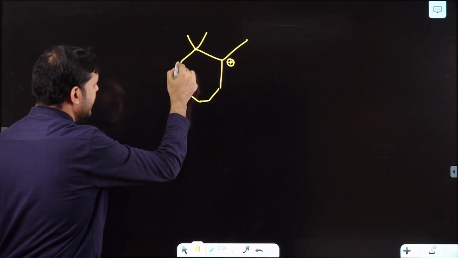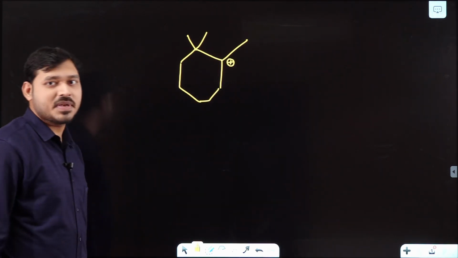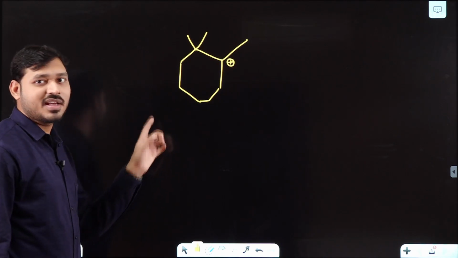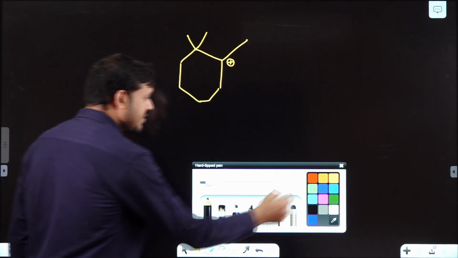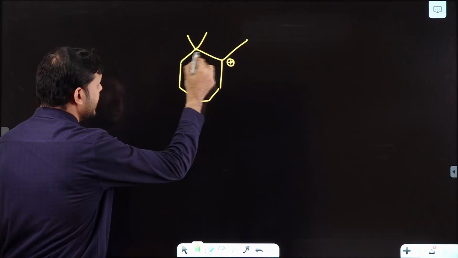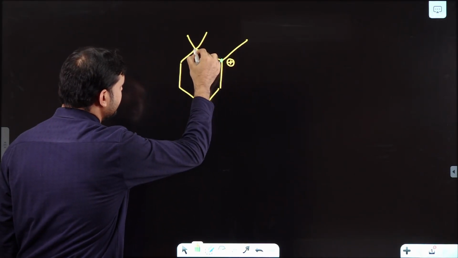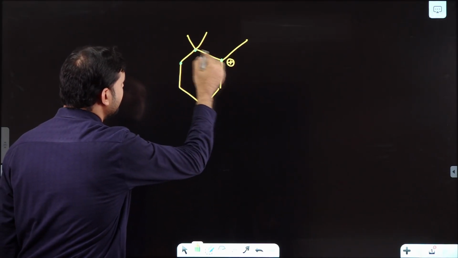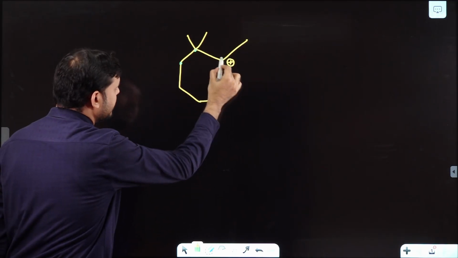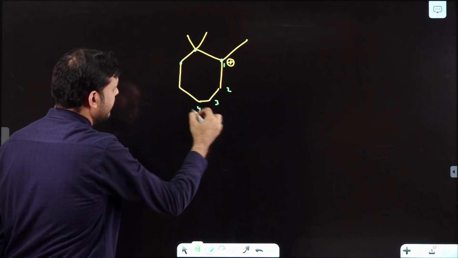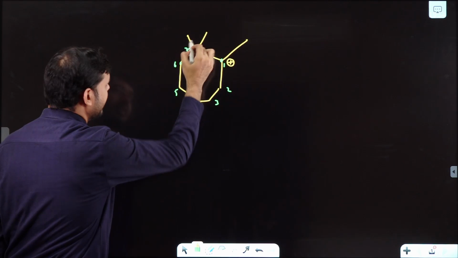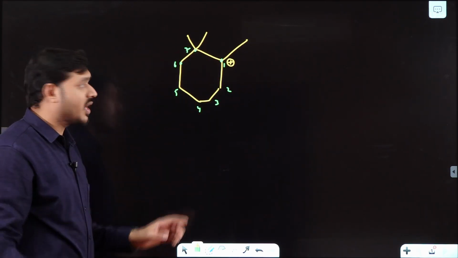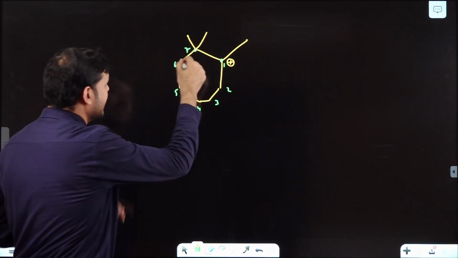See, dear students, here I am using one special case of 7-membered ring contraction. In this question, what happens? See here, this has a positive charge, and this has this bond. So again, see, 1, 2, 3, 4, 5, 6, 7. Ring contraction means 1,6 combination.